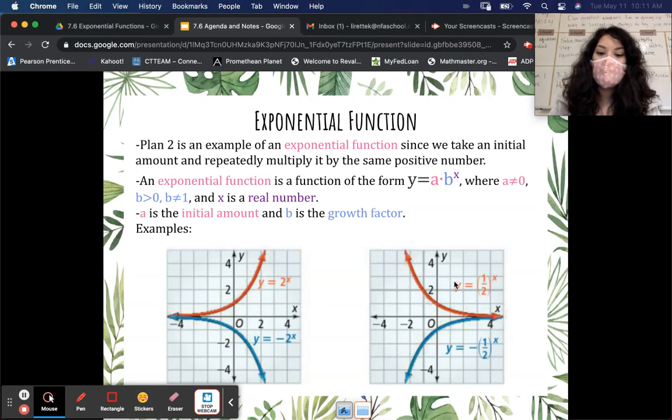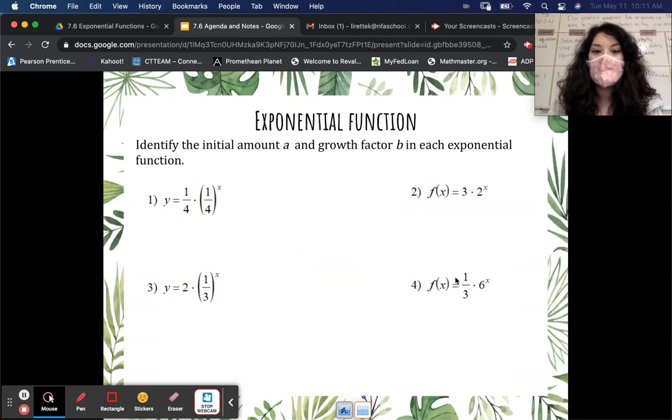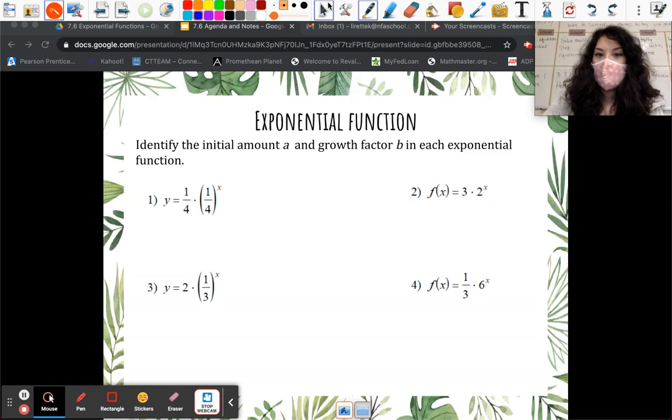So let's just take a look at some pretty easy examples where all we're going to do is identify those two things within the equation. What's the initial amount A? So what's our coefficient? And what's our growth factor? What's our base for that power? And as I do these, I encourage you to pause the video and give them a try on your own first.